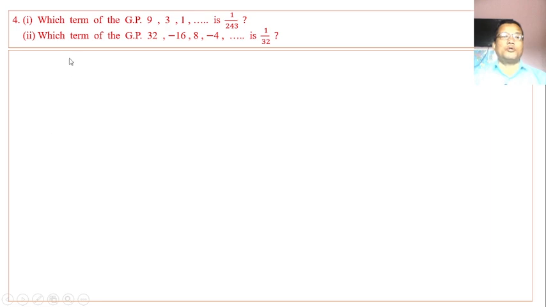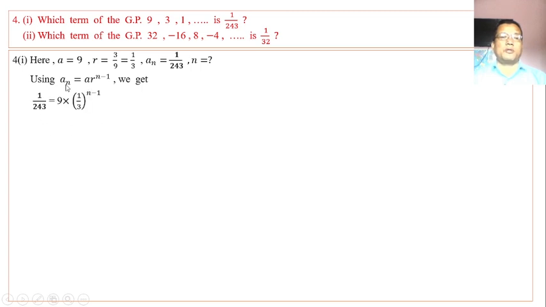Question number 4, which term of the GP is 1 by 243? First term is 9, the common ratio is the second term divided by first term, 1 by 3, and an is 1 by 243, n is unknown. Using the general formula for GP, we have an equals a r to the n minus 1, giving respective values and solve for n.